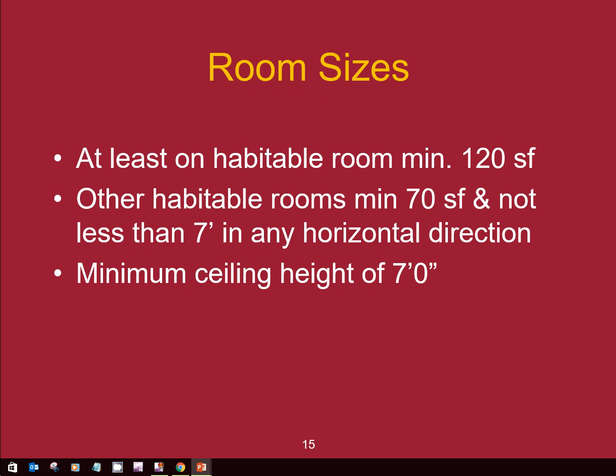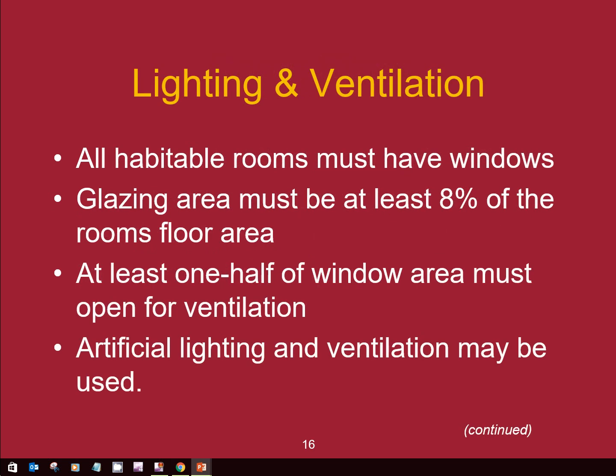Okay, room sizes. A habitable room is a bedroom or a living room. Okay. Bathrooms are not considered habitable rooms. Okay. So they have a minimum size, a minimum ceiling height. Okay. All habitable rooms are supposed to have windows. They don't always follow that rule, especially in apartments. Most houses, most rooms will have a window.